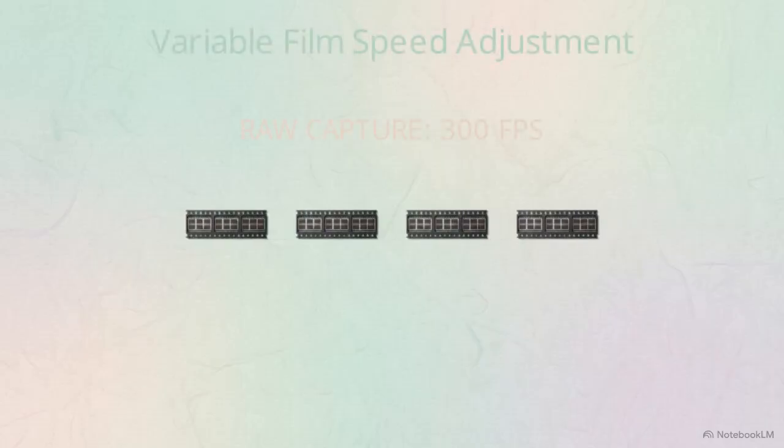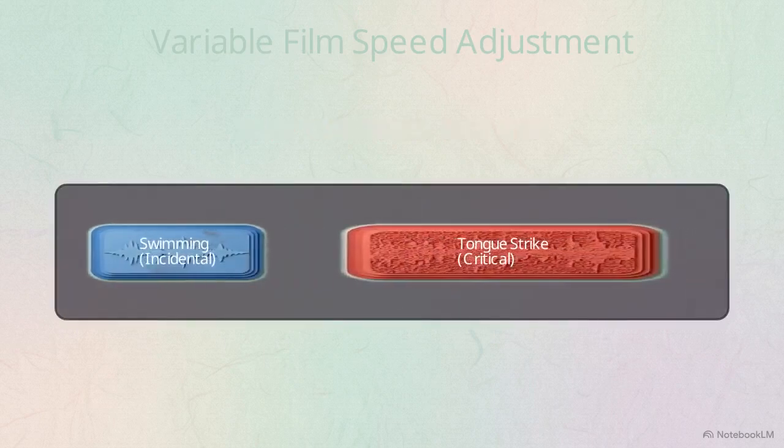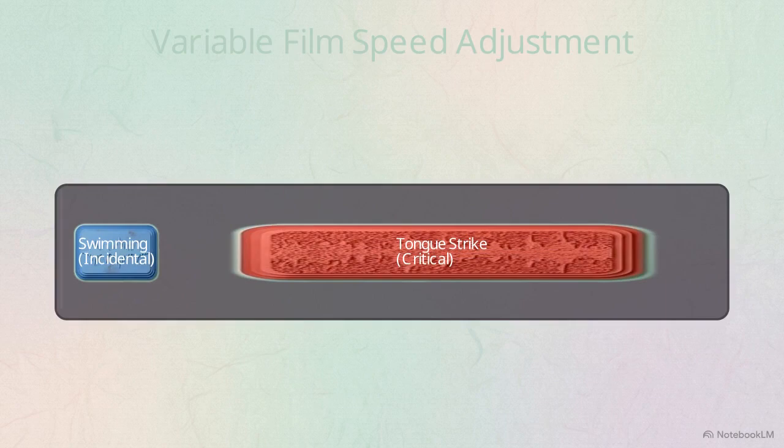The camera records everything at a high 300 frames per second, but editors convert the incidental swimming footage back to a normal 24 frames per second, isolating the extreme slow motion strictly for the tongue strike.